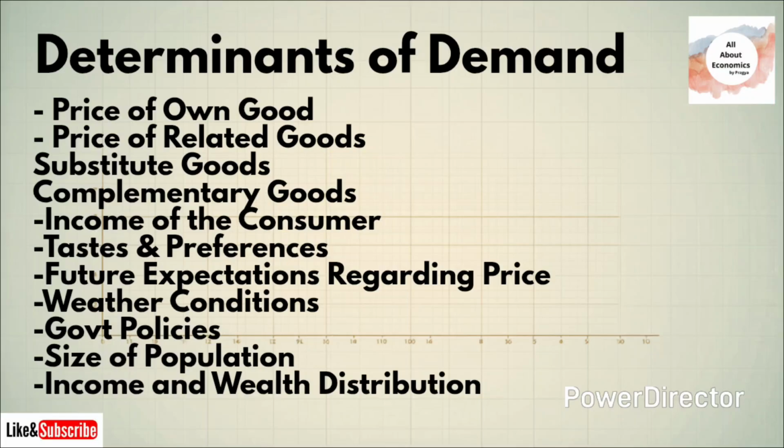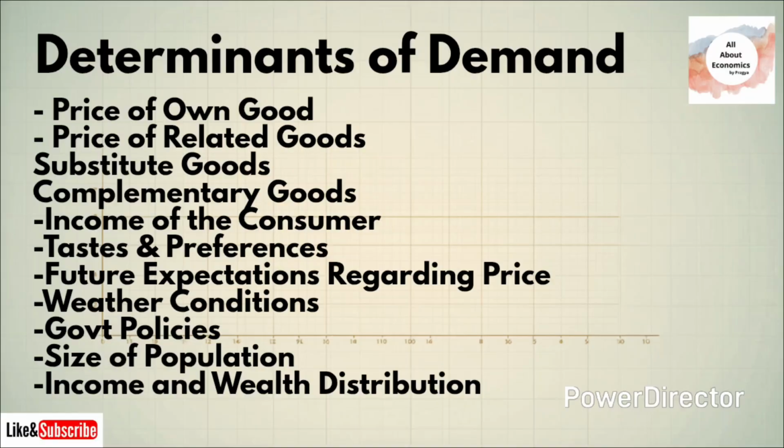Then comes future expectations regarding price. Future expectations regarding price means that if, as a consumer, I expect that the price of this product will be lesser tomorrow, then I will not be purchasing the product today. I will be postponing my purchase to tomorrow because tomorrow is the less price. So this is future expectations regarding price.